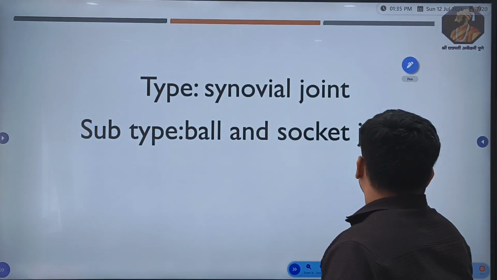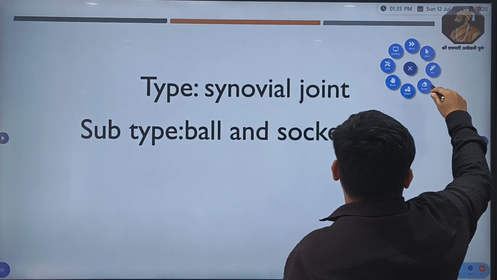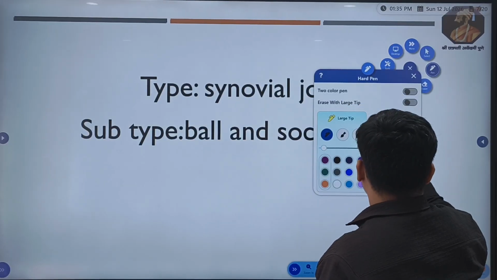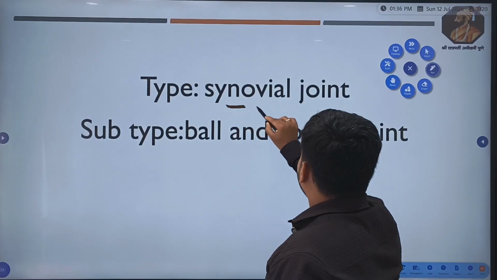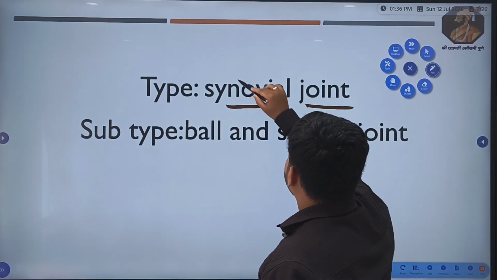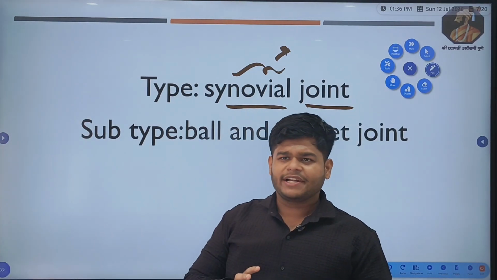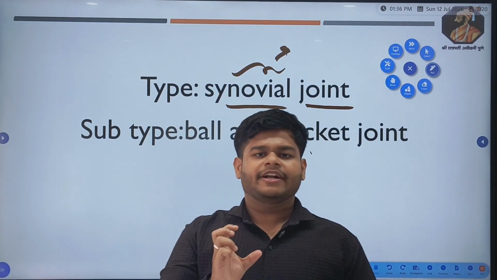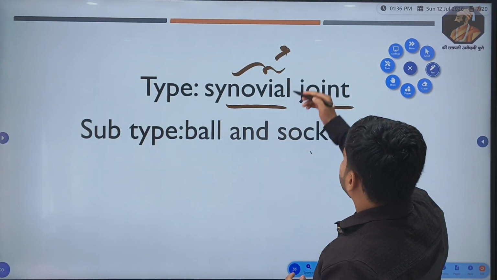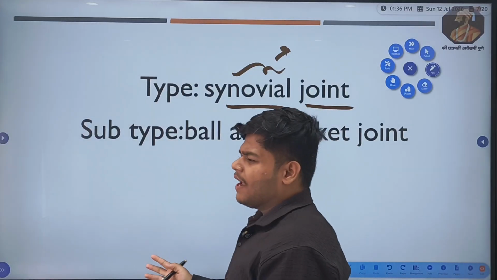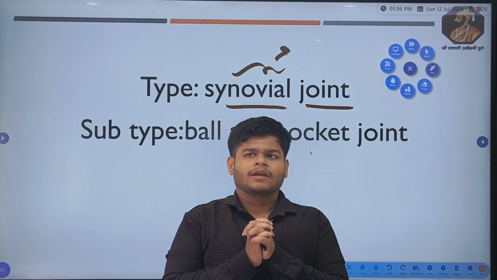Right? Now, today as we are talking about the shoulder joint, the shoulder joint is a synovial type of joint. Now, why synovial? Because wherever there is a joint, there is a cavity, and in that cavity there is synovial fluid. So, why is this fluid present and why is it needed?